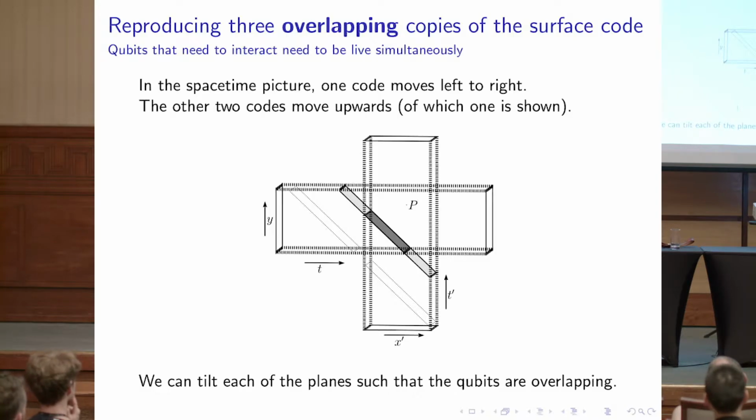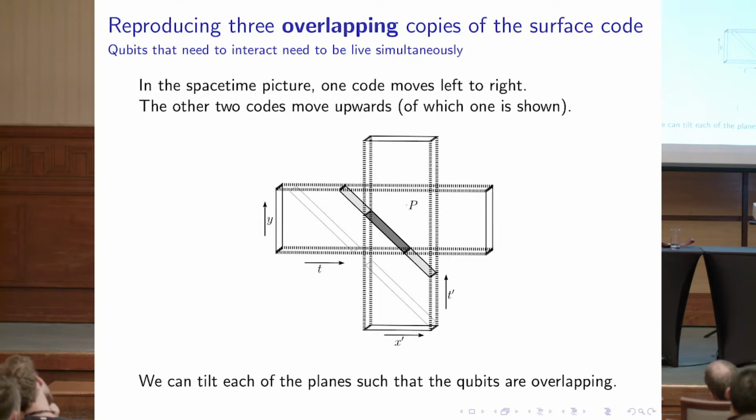And so we have to be a bit more careful about how we move these planes around. And luckily, what we can do is just tilt all these planes. And this makes everything work out. So in this picture, you can see two codes can move upwards, as I showed you in the last slide. Two of the codes are going to be here, but I'm only going to show one because they can move in parallel. And I have another code that's going to move from left to right, and what I've done is I've tilted those planes.